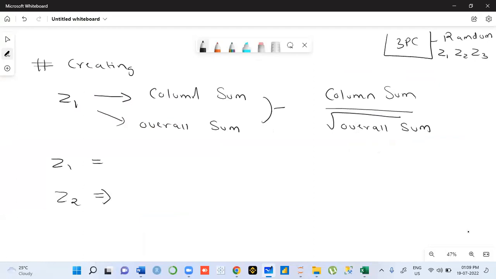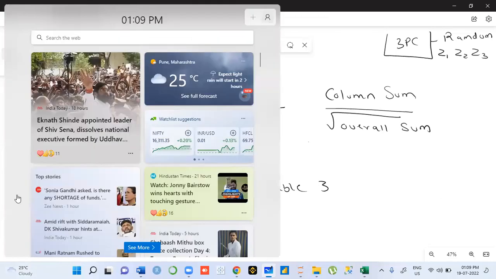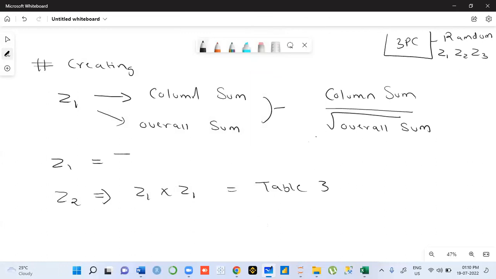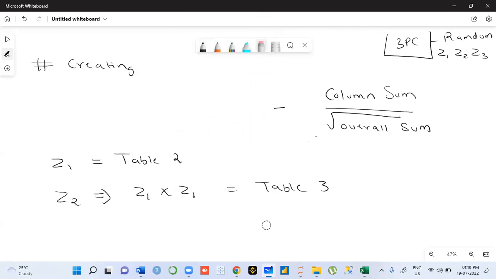In Z2, I just multiply Z1 into Z1, which is your table number 3. And Z1 is what? What is Z1, guys? Which table? Table 2. Are you clear, or should I repeat? What is table 1?